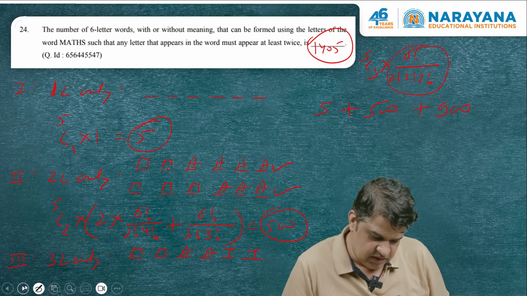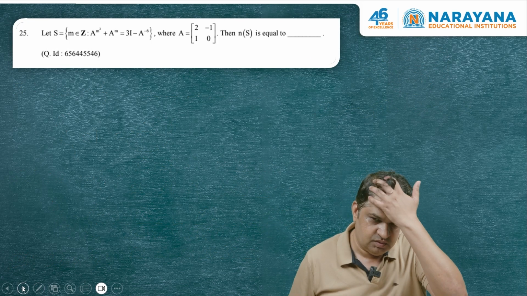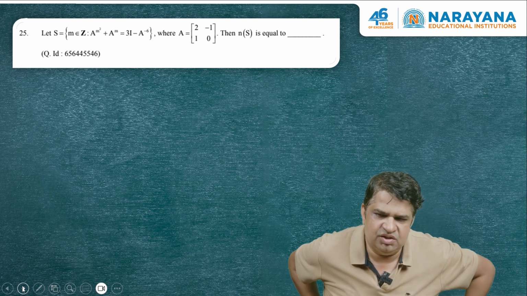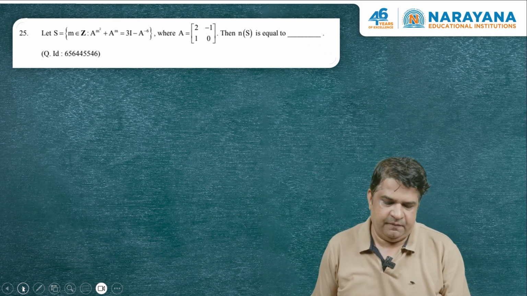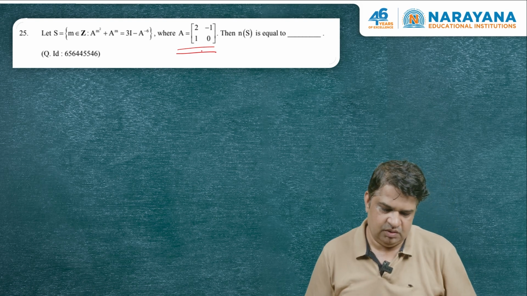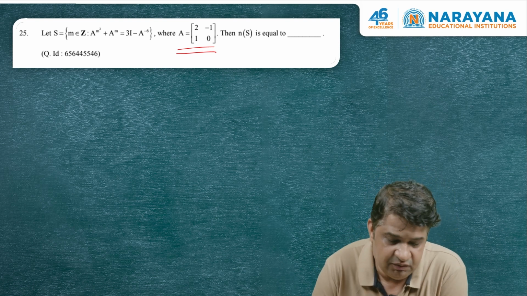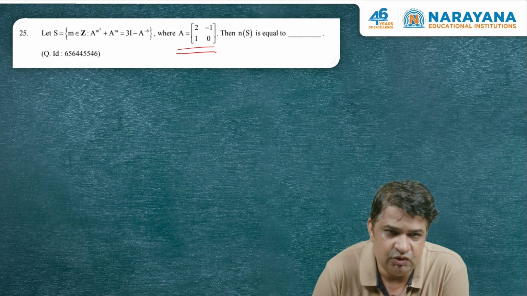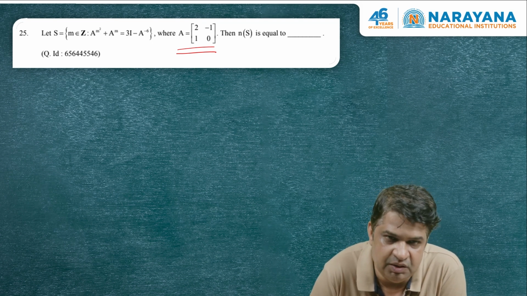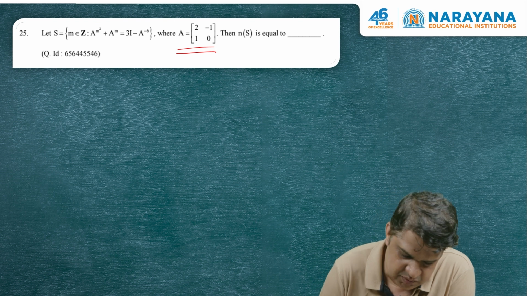So, let us move to the last question of our today's paper. A matrix A is given and one condition is also given. Now, as we know that whenever some powers or big powers of a given matrix are available, we have to just find the common pattern in any power corresponding to the given matrix.